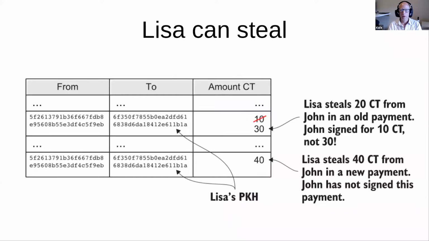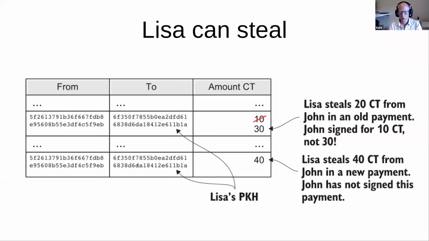So let's talk transactions and a big problem. Lisa has ultimate access to this spreadsheet. She can do whatever she likes with it. She can steal in multiple ways, really. If there's an existing payment to Lisa, like this one here, Lisa can just go here and simply edit the numbers. She can change 10 to 30 here, and she can also add new rows as she pleases. She can just add a row that steals 40 cookie tokens from John to herself.